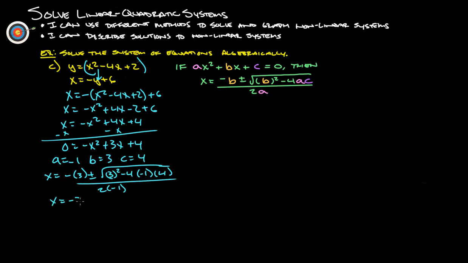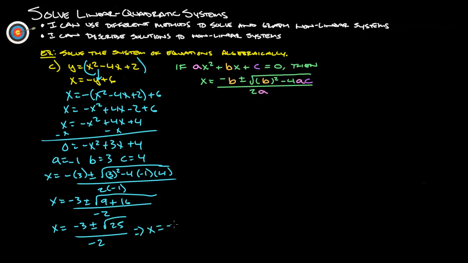So we get x equals negative 3 plus or minus 9. Negative times a negative is positive, plus, so we got 4 times 1 times 4 is 16, all over negative 2. So we get x equals negative 3 plus or minus the square root of 25 over negative 2. And we know that the square root of 25 is 5. So it's going to be negative 3 plus or minus 5 over negative 2.